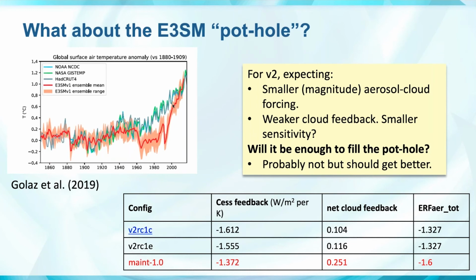So for V2, we don't know what this will look like. We haven't done any historical simulation, but we expect that the aerosol cloud forcing will be somewhat smaller in magnitude. And then we also expect that the cloud feedback will be smaller, and therefore the sensitivity will be a little bit smaller. Is it going to be enough to fill that pothole? Probably not, but I'm hopeful that it will go in the right direction.